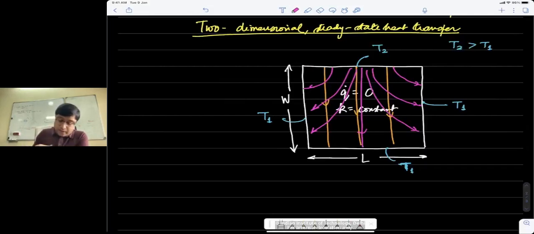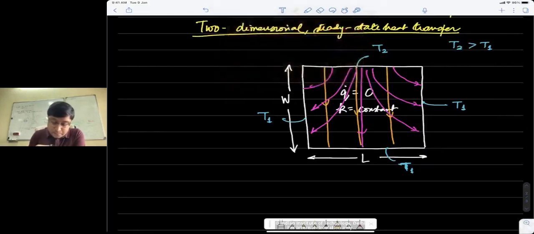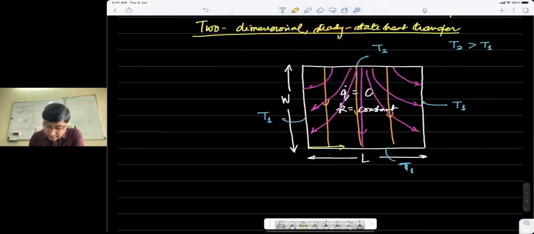So before I work out the solution, let me start with setting up the problem in the right sense. Let's say we have the coordinate system defined. We define x here, y here, with the origin at the corner. Okay, we know the dimensions of the problem. So we know L and W are the dimensions of this solid. So what is the governing equation that we need to solve?